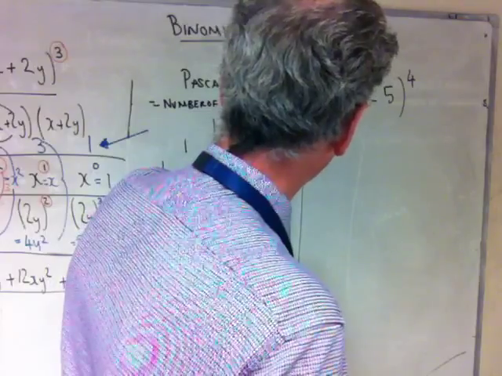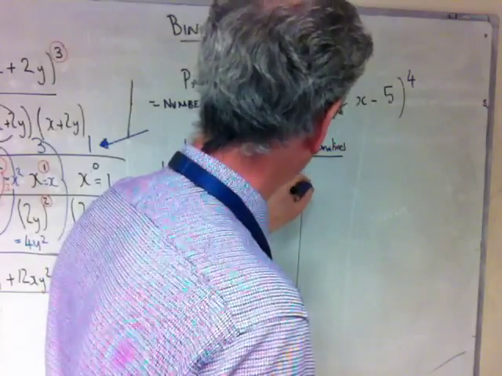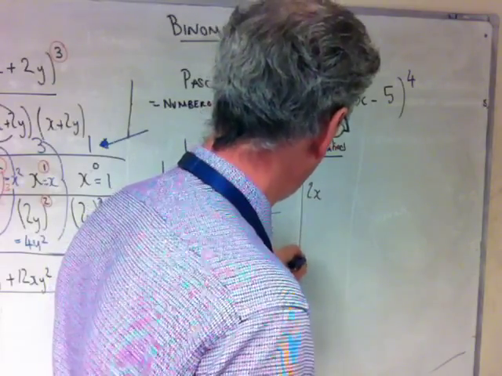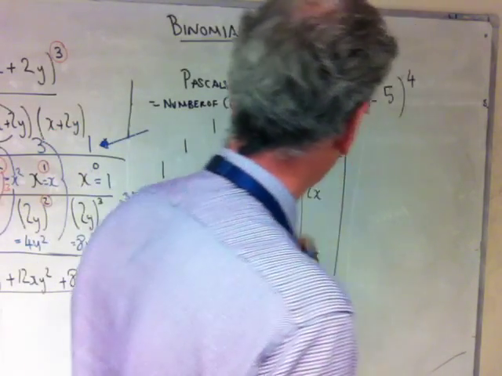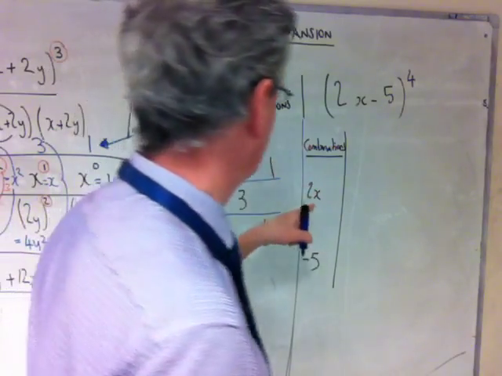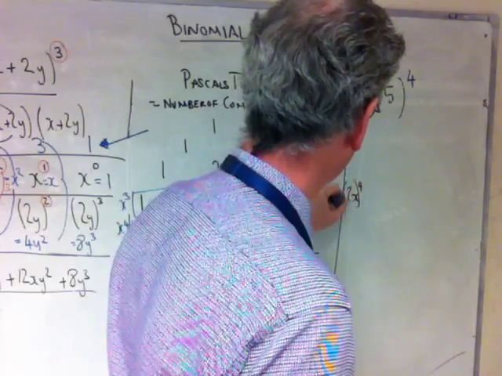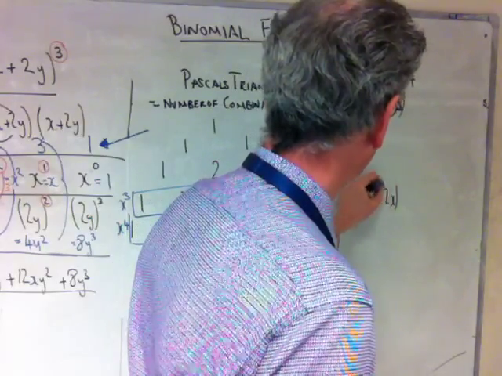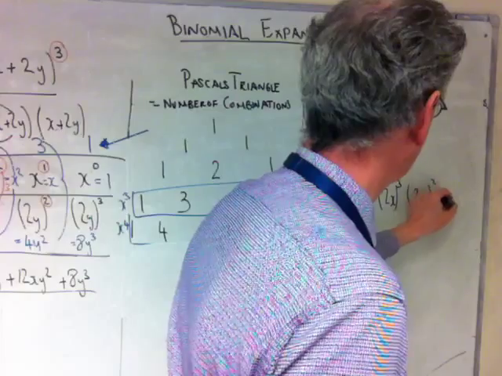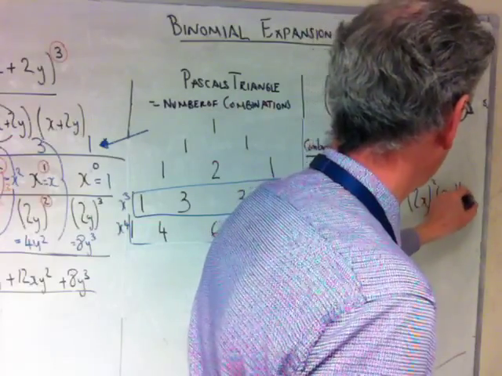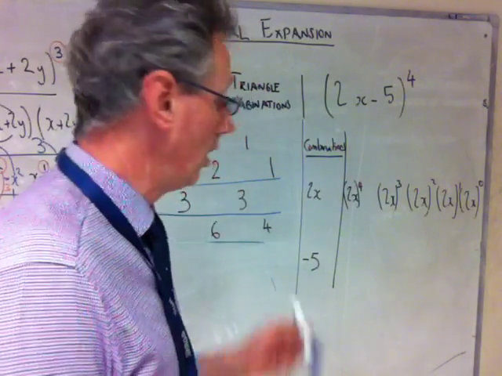So what we've got are our combinations. We've got our 2x term, and we've got our minus 5 term. Okay, so those are the ones we've got. And what have we got? We've got all the way to the side of the board, which is good. So here we would start off with (2x) to the 4. We'd have (2x) to the 3, (2x) squared, (2x) to the 1, and (2x) to the power 0. So that's the first thing that we've got.